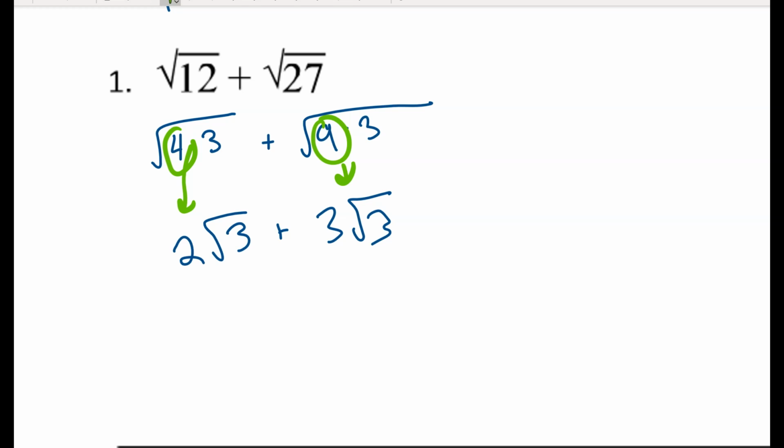So notice here that again I have the same radicals. 2 radical 3 plus 3 radical 3. Now that they are the same radical, they weren't when I started, I can combine those to make it 5 radical 3. So that's going to be the goal for all of them. Try to simplify as much as we can, and then combine whatever like radicals we have. It won't always be the case that they are the same radicals, but when they are, we can combine them.